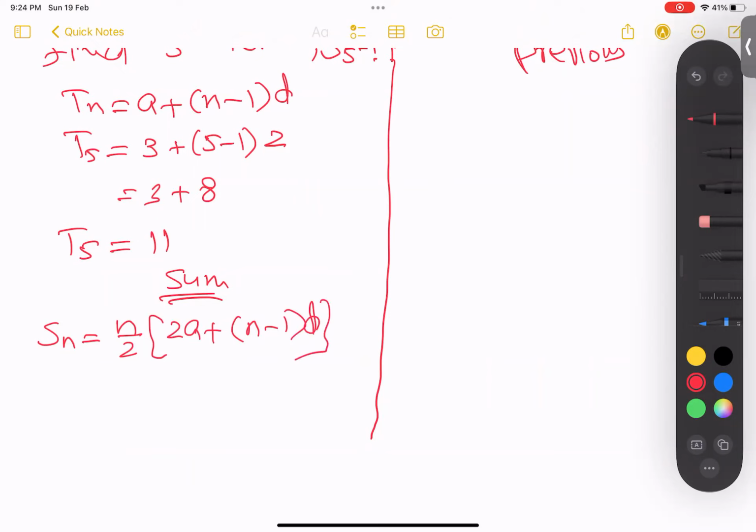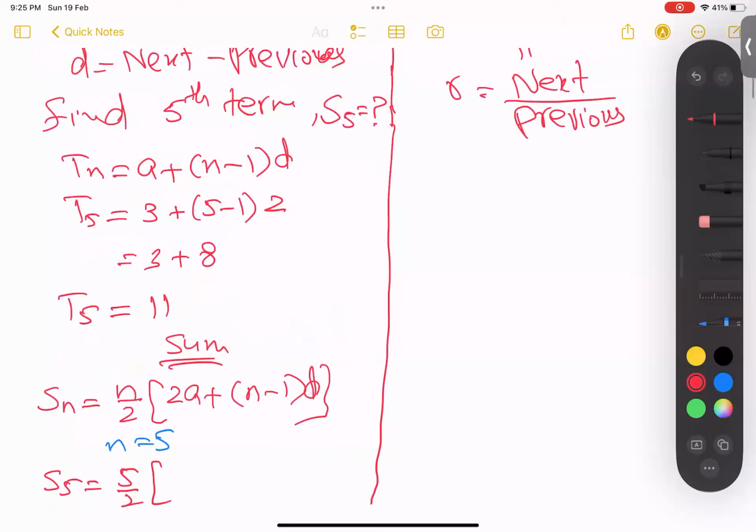Alhamdulillah. Now I replace every n by 5. Every n by 5. And you know very well that S5 is equal to 5 by 2. And a, all of you know, is called the first term, which is 3. You know it very well.